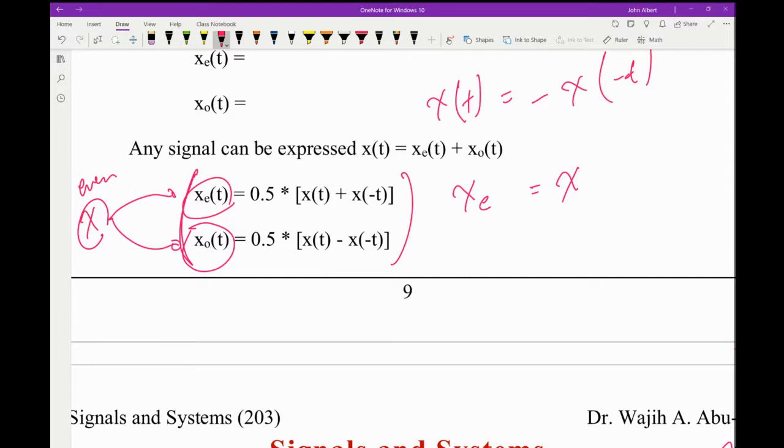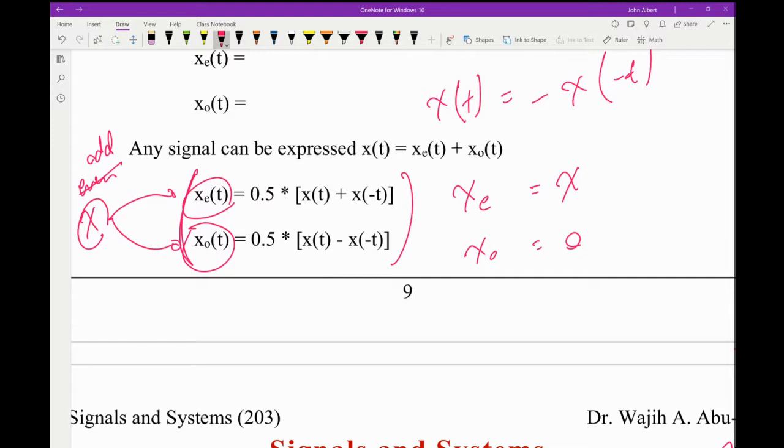So think of it this way. An even function does not have any odd components in it. And the same thing applies: an odd function does not have any even components in it. So for an even function, x even will be equal to x, and x odd will be equal to 0. And the opposite is true. If this was odd, x even will be equal to 0, and x odd will be equal to the function itself. Yes, doctor.